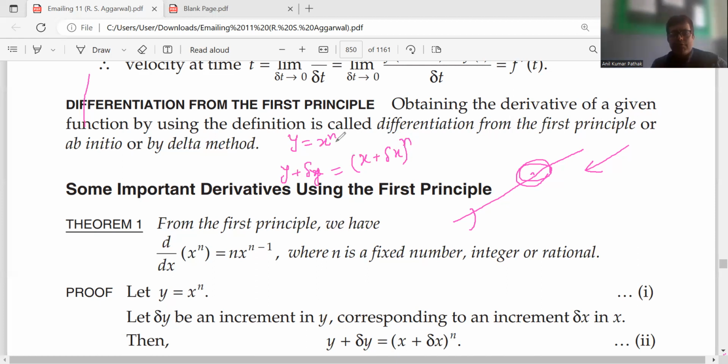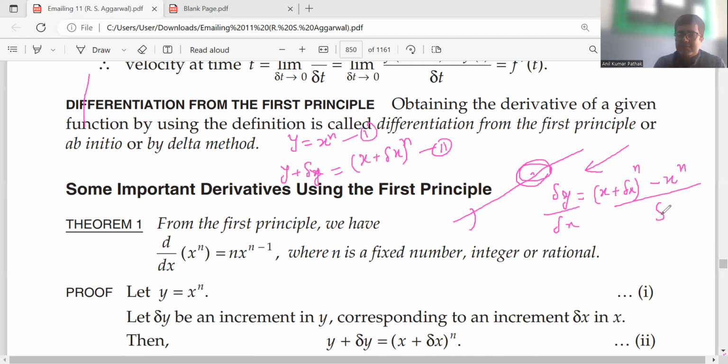So now what do I do? We take this as the first equation and this as the second equation, and we subtract one from the other. If you subtract, you will get delta y is equal to x plus delta x to the power n minus x to the power n. Now what do we do? We divide both sides by delta x.